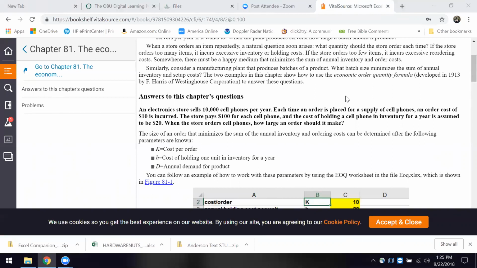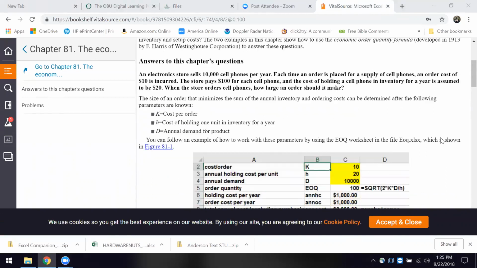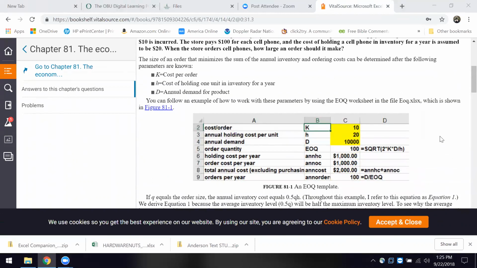We look for models, mathematical models, or models out in science or wherever we can find them, that we can use to understand a situation, or that we can use to do a computation that will help us make a decision. So we come down here, and as the authors in the text do a great job of showing us, they're going to start here with the EOQ, and they give us an EOQ template. And notice that K is the cost per order, H is the cost of holding one unit of inventory for a year, D is the annual demand for the product.